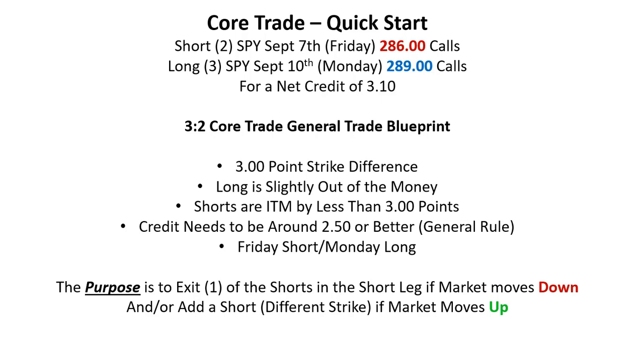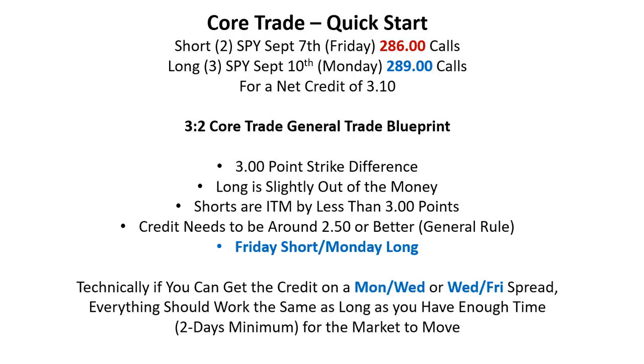All right. So with this particular example, and again, I'm going to mainly cover this in a future lesson, the purpose is to exit one of the shorts in the short leg if the market moves down, and/or to add a short, a different strike obviously, if the market moves up. That is where steps 2 and 3 come in. And so you have to keep in mind that the purpose of step 1 is to proceed to step 2 and step 3 as often as the market will allow.